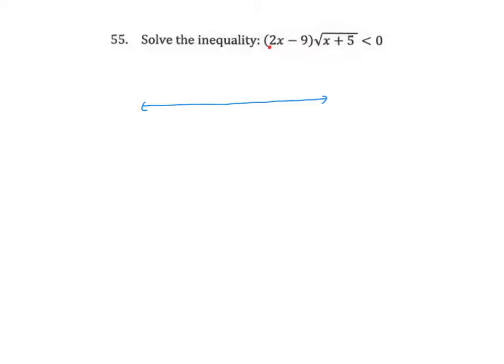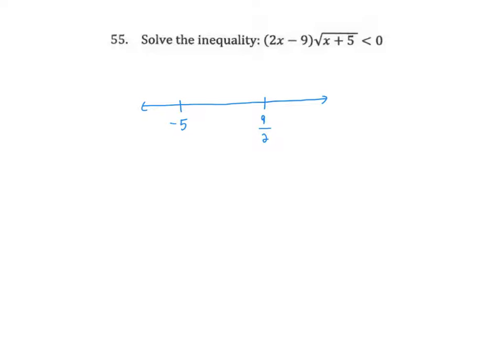So the number that makes this first factor 0 is 9 over 2. Just put that on the number line. And the number that makes this second factor 0 is -5. Like that. And then what you do is you plug in numbers. These two numbers separate the number line into 3 different regions.